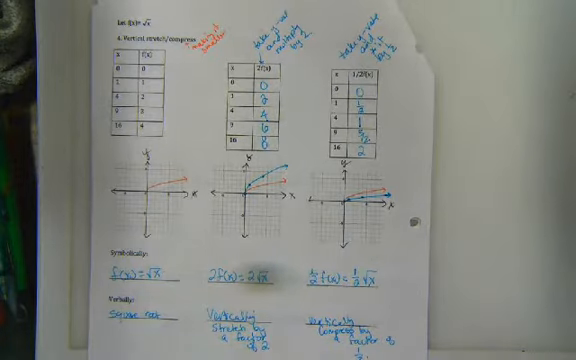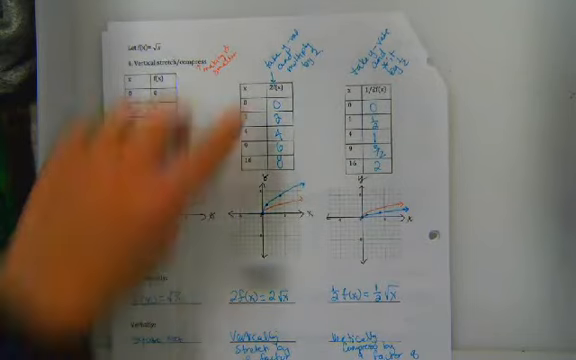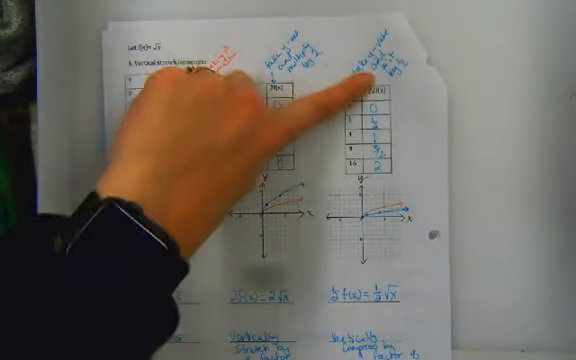So these are vertical stretches and compressions, and the numbers are always on the outside of the f of x, meaning they're always right in front, multiplied by them.